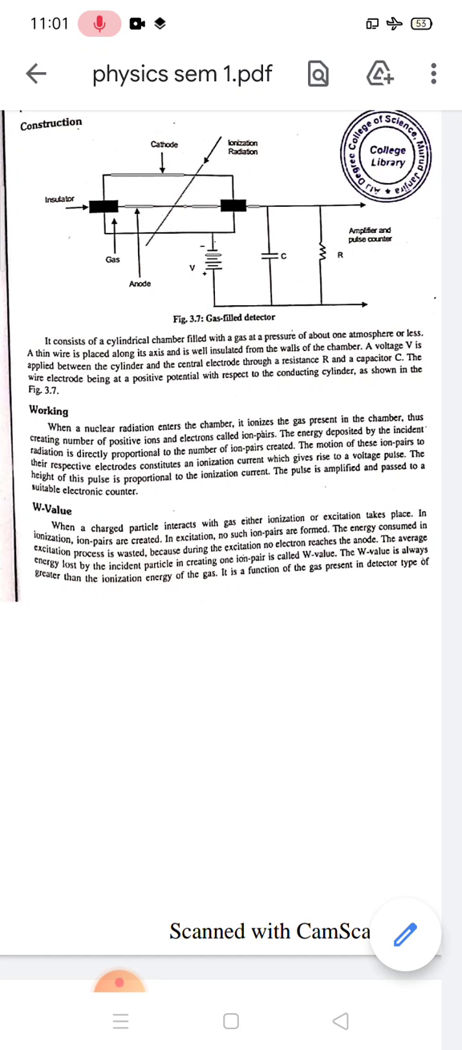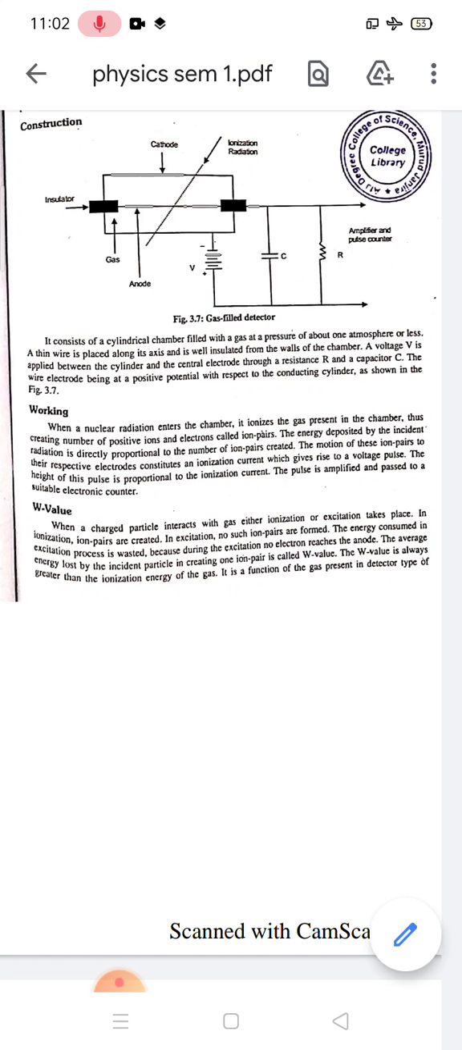The motion of these ion pairs to their respective electrodes constitutes an ionization current, which gives rise to the voltage pulse. The height of this pulse is proportional to the ionization current. The pulse is amplified and passed through a suitable electronic counter.